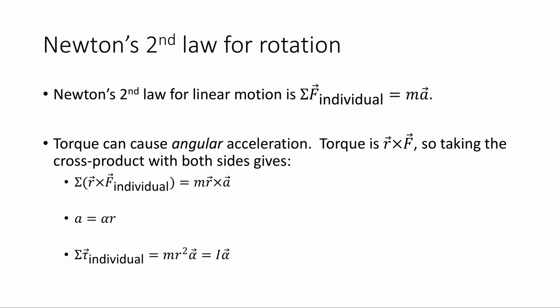So putting this all together, we get that the sum of the individual torques on an object is mass times radius squared times the angular acceleration of the object, where one of these factors of the radius squared comes from the original equation, r cross a, and the second one comes from substituting the angular acceleration in for the linear acceleration. However, for a point object, we know that mass times radius squared is simply the moment of inertia. So finally, we have that the net torque is equal to the moment of inertia times the angular acceleration. This is exactly Newton's second law for rotation.